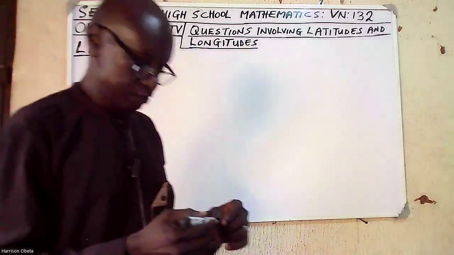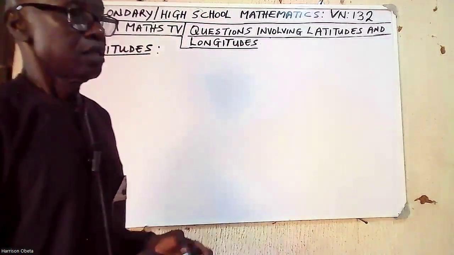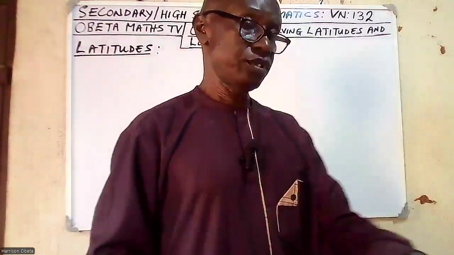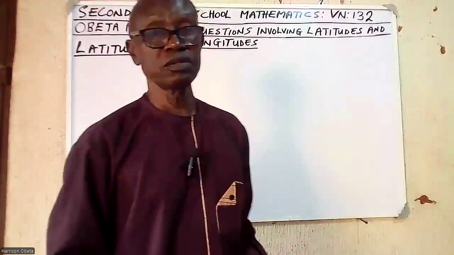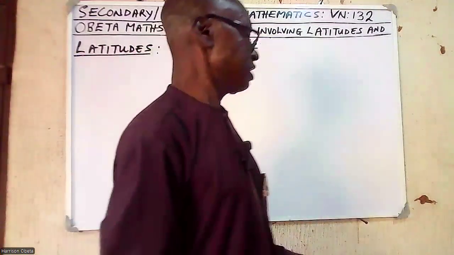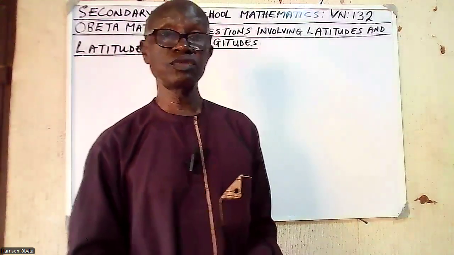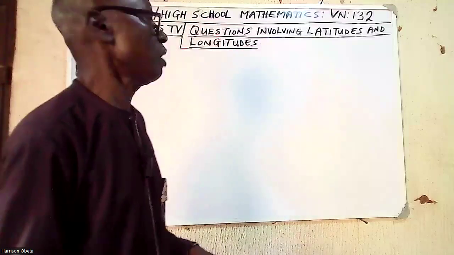So we are going to start from latitudes. We know that lines of latitudes are imaginary lines that form small circles on the Earth's surface. The only latitude that forms a great circle is latitude 0 degree. Let me draw and show you what I mean by that.